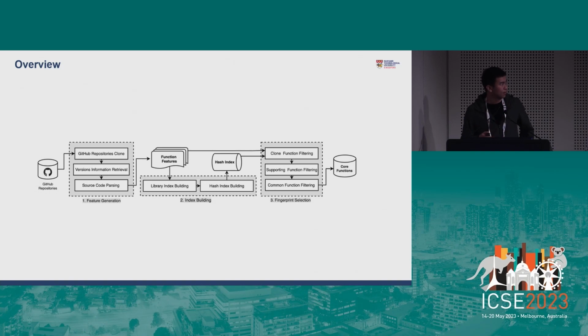And here is an overview of our method for constructing the database. The first and second phases mostly focus on how we handle the data problem, because we need to clone the repository, we need to deal with the version problem, and we need to parse the functions out of every file. For these two phases, we also did some optimizations. The third phase is our main algorithm, which filters out those non-core functions.